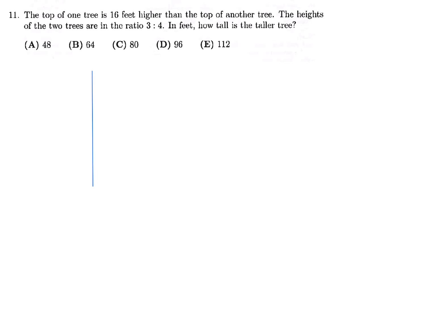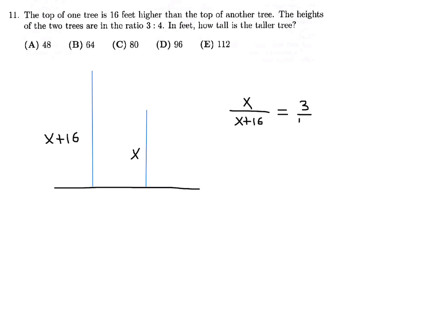See here, one tree here, and then you have another tree here, approximately. And here's the ground that they both sit on. And this tree here is x, and this is x plus 16. And they tell us that the ratio of x over x plus 16 is 3 over 4. So this is the equation we have to solve.